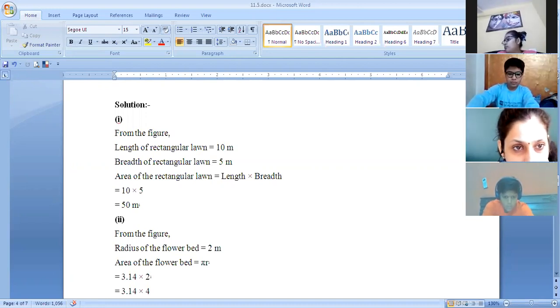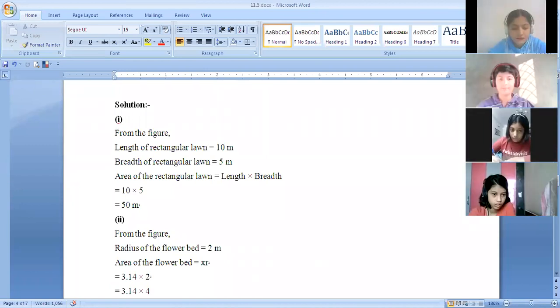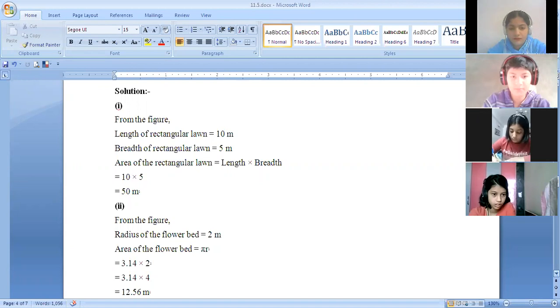Yes, right, Mukul, Meenakshi, Vansh Sharma. Right answers. That is 12.56 meters square. That is the right answer. Yes, Tanvi, Nishchay, your answers are right.